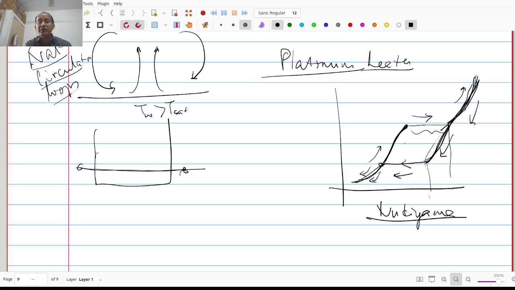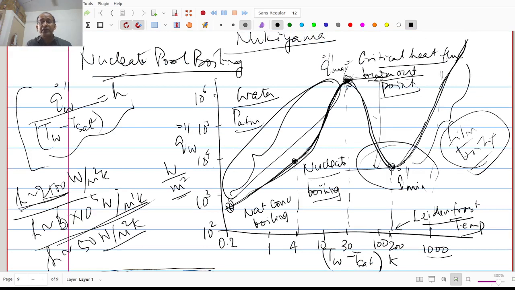So in between these two, the downward part of the curve that we drew here, this part of the curve, which is called the transition boiling, he was not able to get.